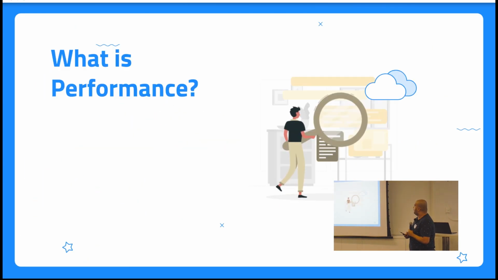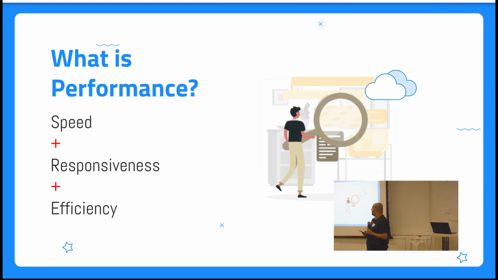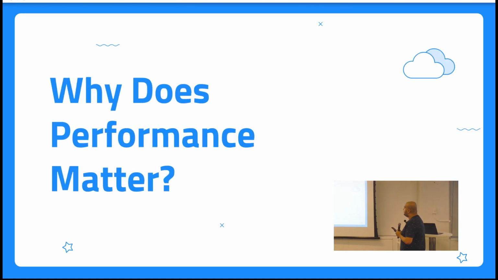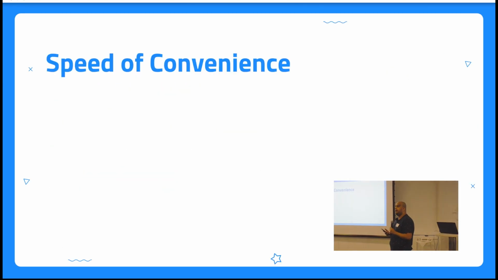So let's start with what is performance in terms of the web. It's, in my opinion, made up of 3 main things. It's raw speed, how responsive the site is, and how efficient the code you're delivering to the user is. So why does this matter? Let's start that off with what the speed of convenience is.